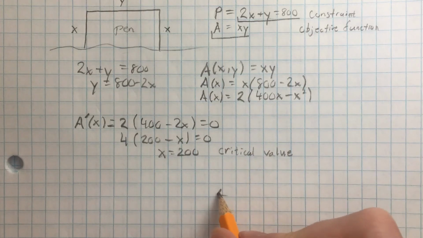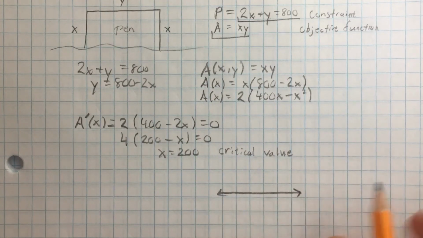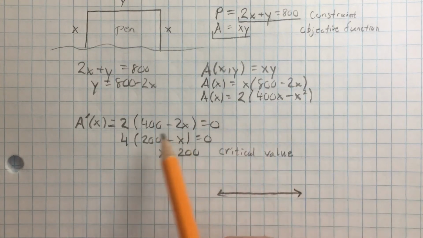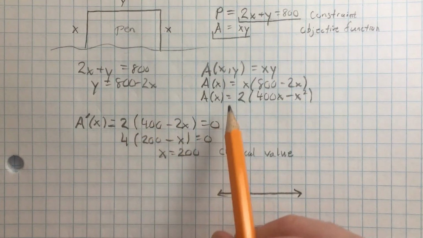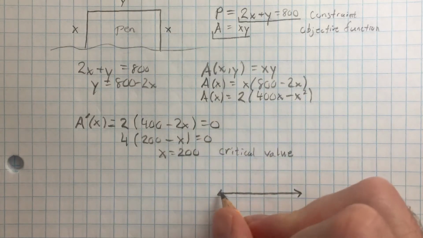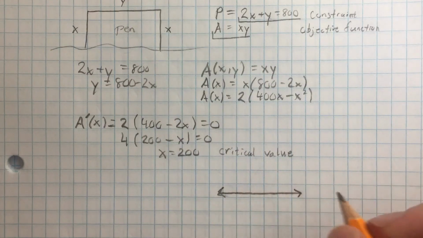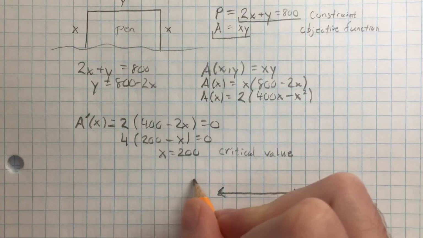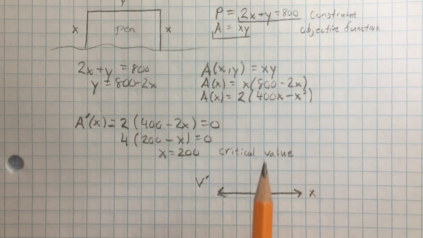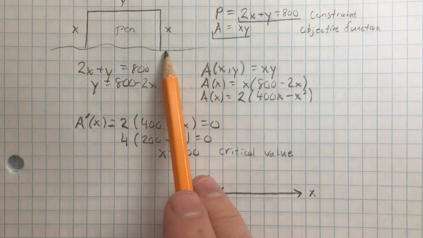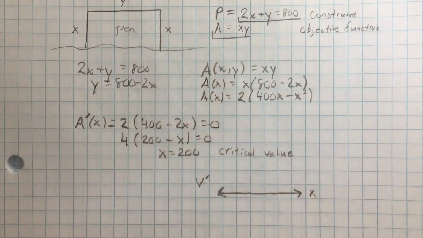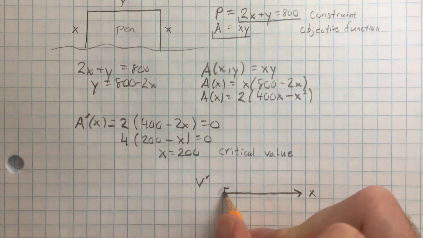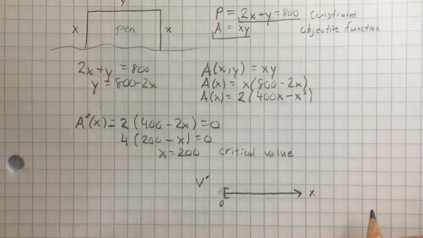Making a sign chart for the critical value. So in theory, you have a whole number line here, right? If you're just looking at this function, in theory, there's nothing that's restraining x from being any particular real value. But x does represent an actual physical measurement of a fence. So therefore, like in the last problem, we should truncate this at 0.